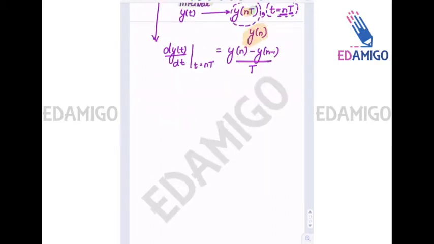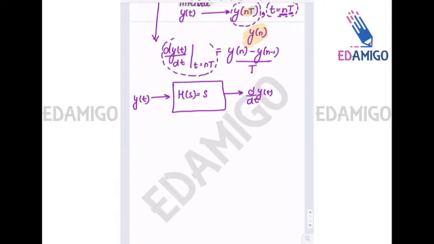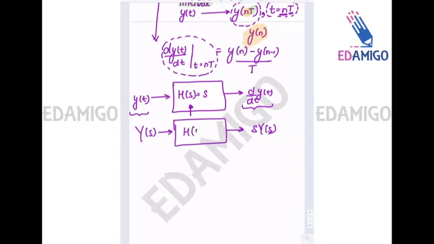Now we can see that for the system where y(t) is the input and the output is d/dt of y(t), the system function H(s) is equal to s, because the output is the differentiation of the input. If the input is Y(s), then we know the differentiation is written as s times Y(s). So H(s) is equal to s.